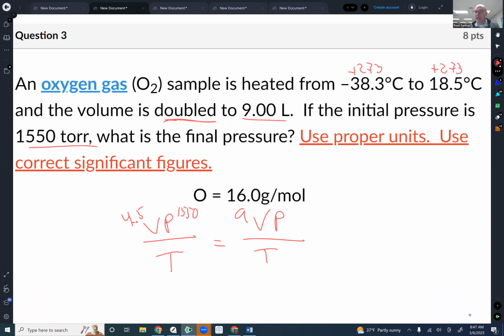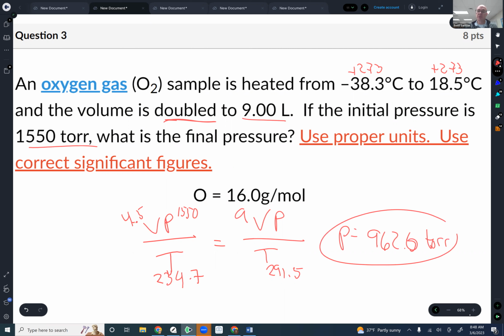Our temperatures, 273 minus 38.3 is 243.7, and 18.5 plus 273 is 291.5. Okay, 234. I've got that transposed here. Sorry. 234.7. Okay, now we can cross multiply, solve for the P. So I've got 4.5 times 1550 times 291.5 divided by 234.7 divided by 9 gives me a pressure of 962.6 torr.